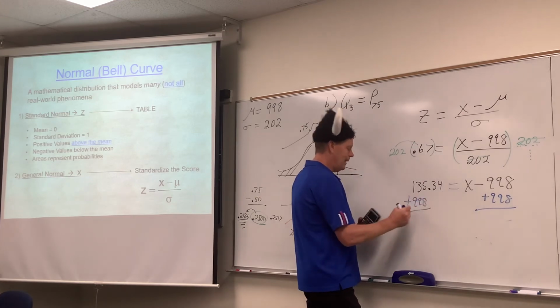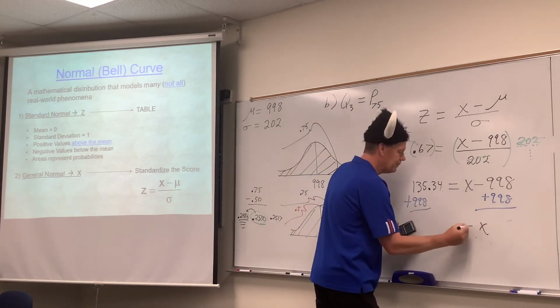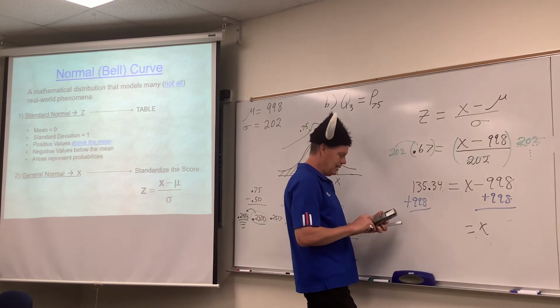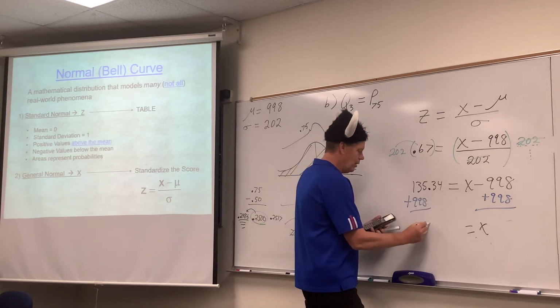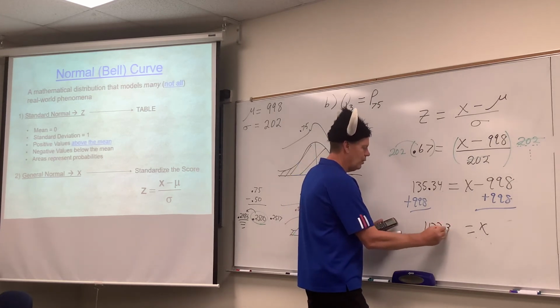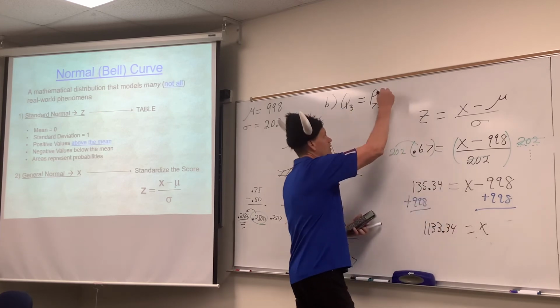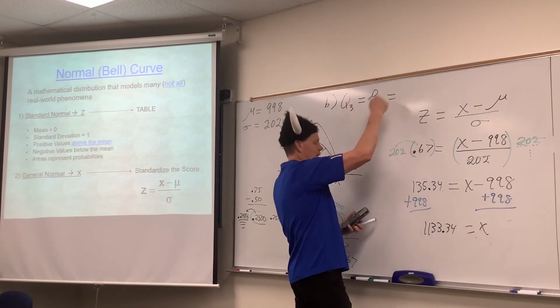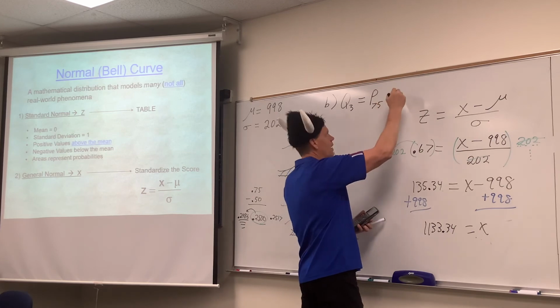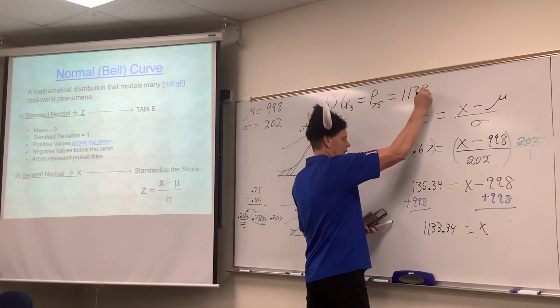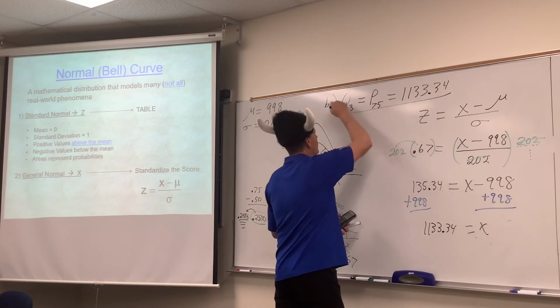And then add the 998. And this would be the test score, 1133.34. And I would just come up here and say, all right, that's quartile 3, which is in turn percentile 75, 1133.34 would be the answer for this.